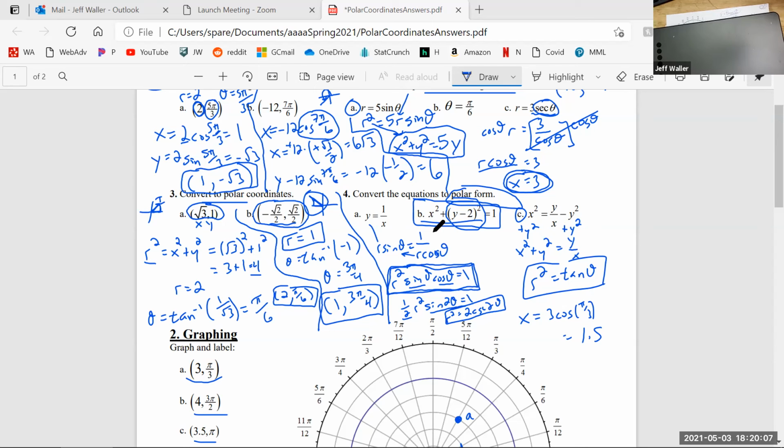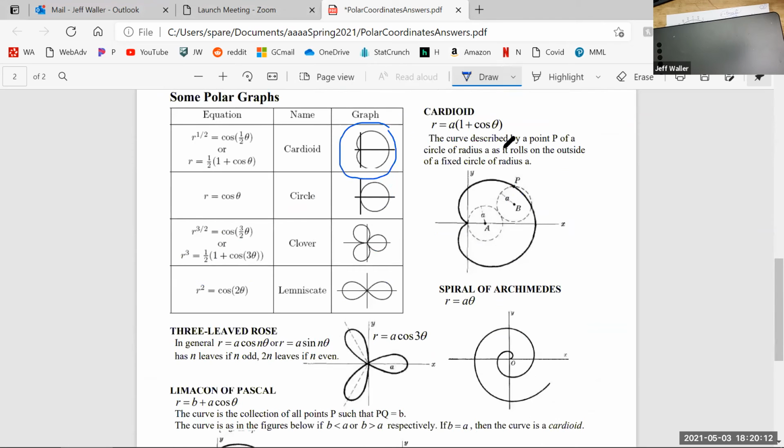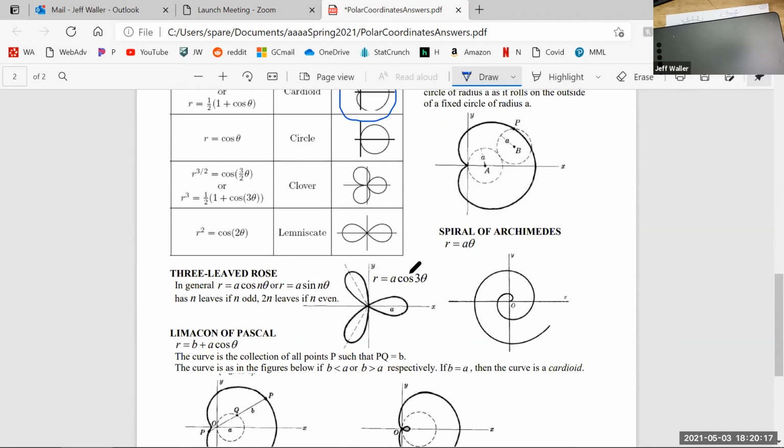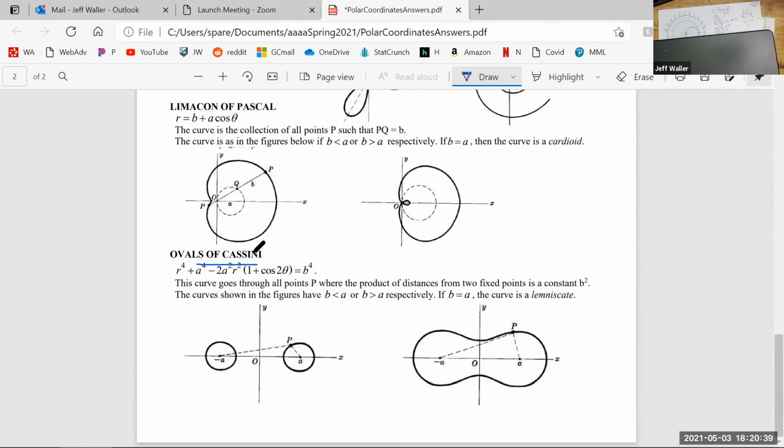All right, so I'm going to let you guys try this one out. We'll talk about that tomorrow. We are going to do stuff like this by hand. Starting tomorrow, we're going to continue using these polar sheets, or any polar graph paper that you like better. We're going to graph stuff like the limaçon of Pascal or the ovals of Cassini.